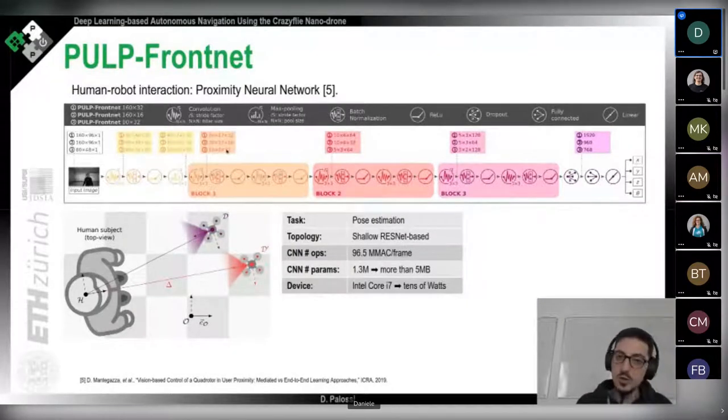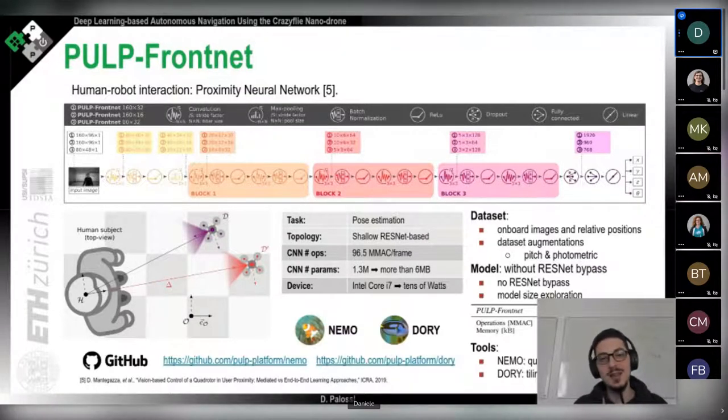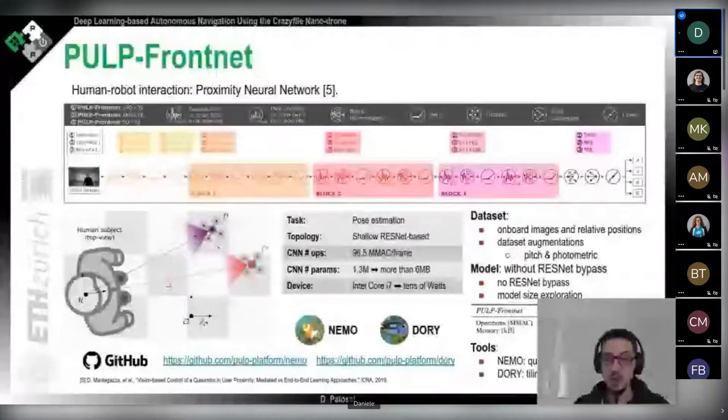Now in this picture you don't see the ResNet bypass that was used at the beginning, because I'm showing you the modification we did. We wanted to move forward with respect to the PULP Dronet, so we started asking ourselves new questions. First of all, do we really need the ResNet topology because of the vanishing gradient effect on such a small network? And the answer seems to be no. Without the bypasses typical of the ResNet topology, we can achieve very good performance, as I will show you in a short while.